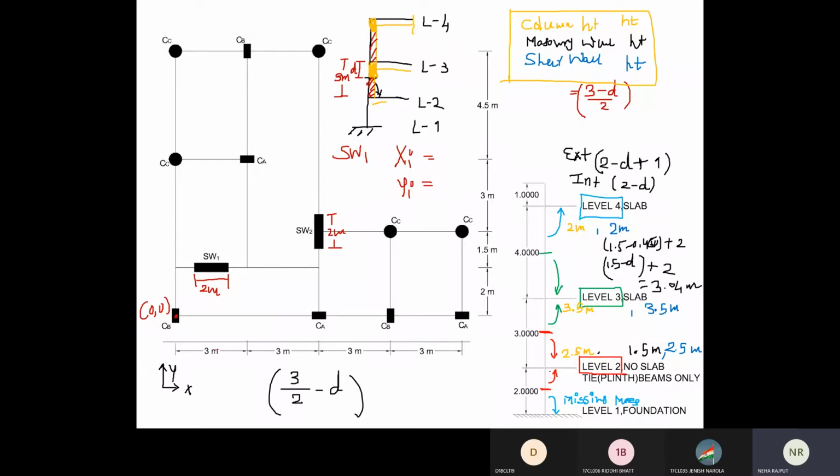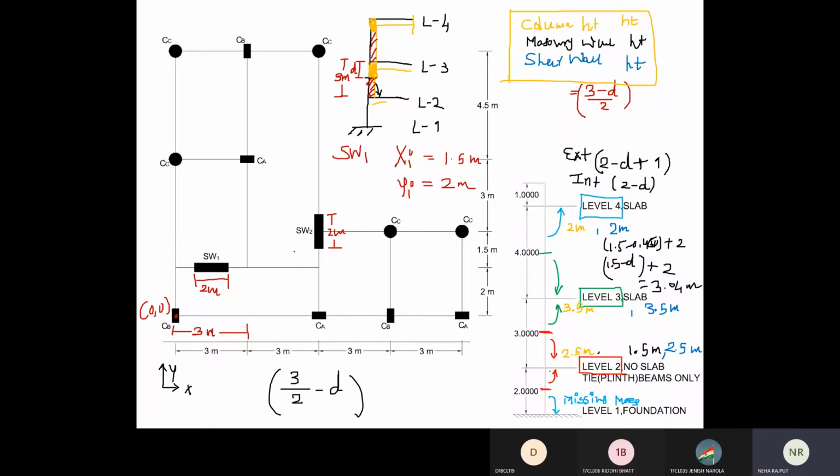Looking at the placement, this is placed at the center of this beam. This is 3 meter. What is the xi distance of this shear wall 1? 1.5. Yes, 1.5 meter. yi is 2 meter. yi is 2 meter, correct.